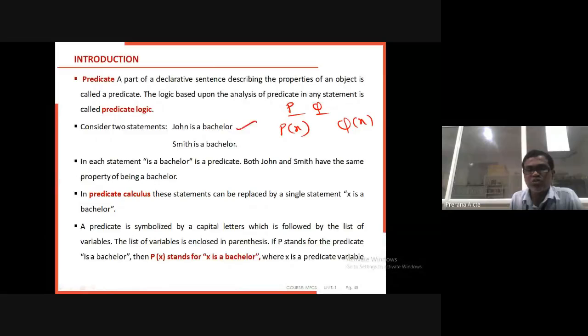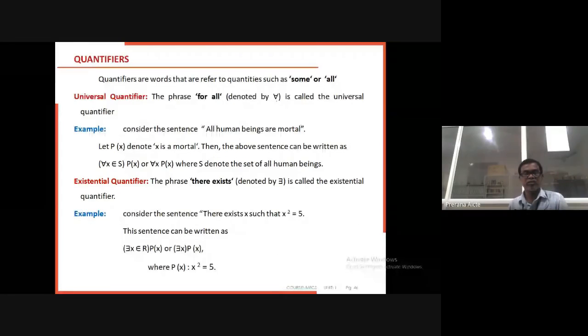We have John is a bachelor, Smith is a bachelor. Actually, is a bachelor is a common property for both. Instead of writing the two statements, I can write only one statement, P of X, where X can be John for some time and X can be Smith for some time. If you represent it like that, then it comes under predicate logic.